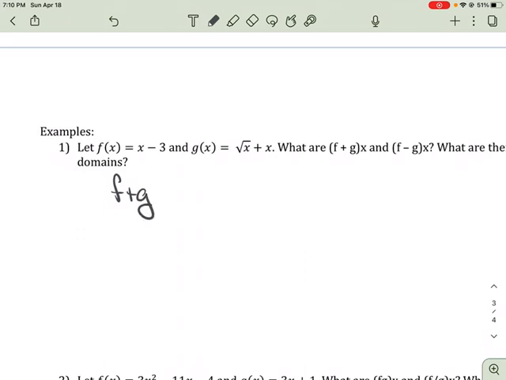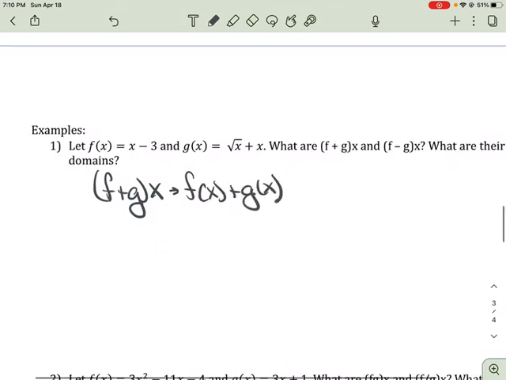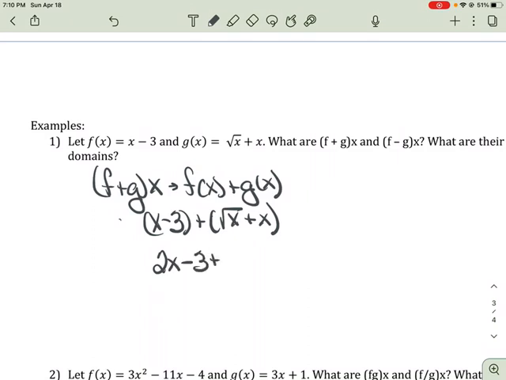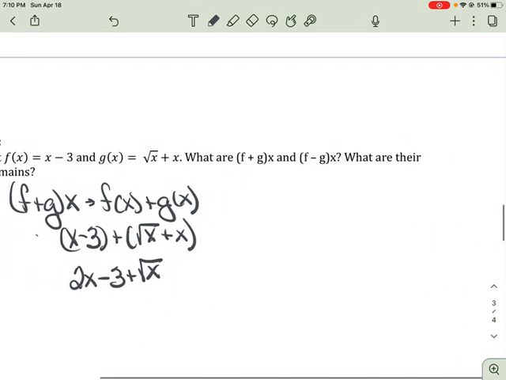Okay, so we're going to do f plus g of x, which is the same as f of x plus g of x. So that's going to be x minus 3 plus the square root of x plus x. All right, so we're going to combine some like terms. We're going to get 2x minus 3 plus the square root of x. And the order really doesn't matter, because remember, the order in which we add or multiply things doesn't matter.